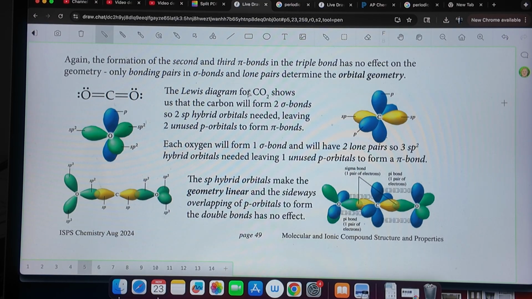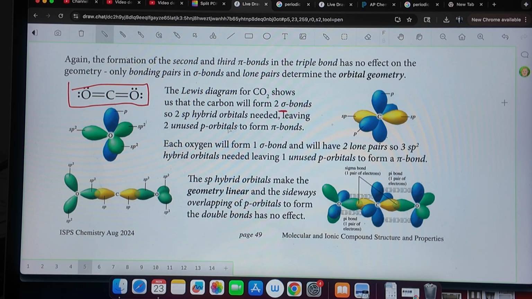The Lewis diagram for CO2, which we talked about earlier, and this is a great Lewis diagram, shows that there will be 2 sigma bonds. So 2 sp hybrid orbitals are needed, leaving 2 unused p orbitals to form the pi bonds. Each oxygen will form one sigma bond and have 2 lone pairs, so 3 sp2 hybrid orbitals are needed, leaving 1 unused p orbital to form the pi bond. So we have a pi bond here, and a pi bond here.